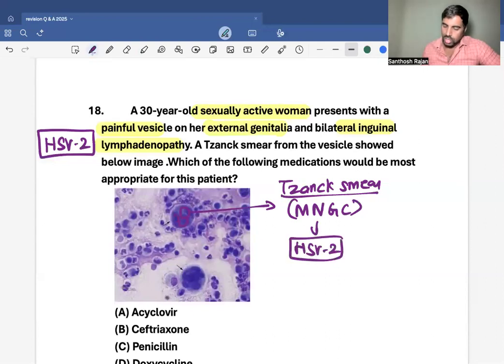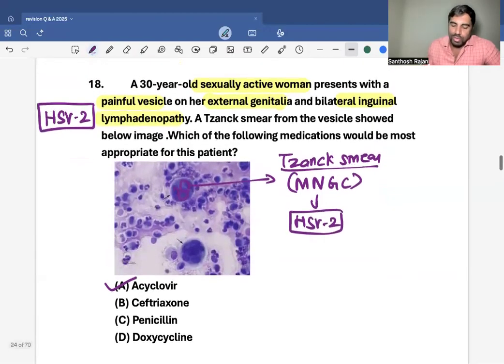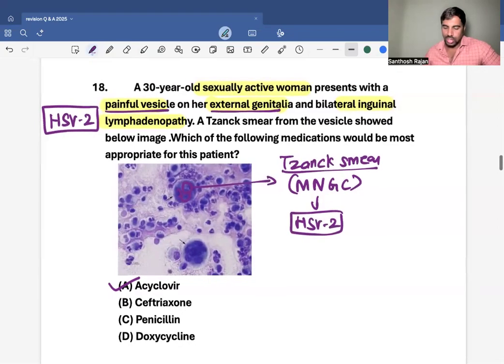So for HSV2, the treatment would be, of course, acyclovir. HSV1 or 2 doesn't matter. Treatment is acyclovir, and of course for herpes zoster also. So the treatment of choice is acyclovir. That's all. Simple question. But please don't forget MNGC and painful vesicle. A painful vesicle next to the genitalia is HSV2 only. We have Ducrey also, a painful ulcer, but that's not a vesicle. That will be an ulcer, not a vesicle. So this is an easy question.